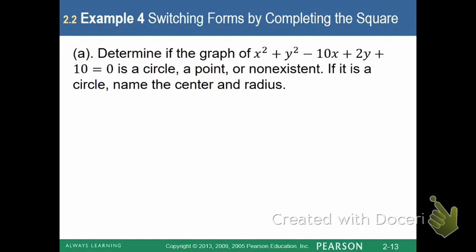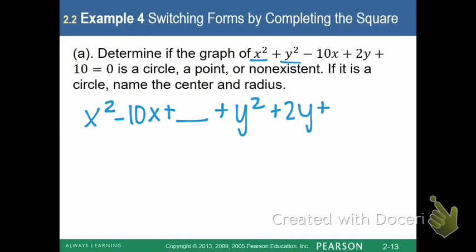So here, determine if it's a circle, a point, or non-existent. If it is a circle, name the center and the radius. So I'm going to go ahead and do the same thing. I need to get this in standard form. So x squared, y squared are already 1. So I'm just going to go ahead and start by grouping these. X squared minus 10x plus blank plus the y squared plus 2y plus blank. If I move that over, I actually get a negative 10 on the right side. Make that a little clearer. Go ahead and do completing the square again.